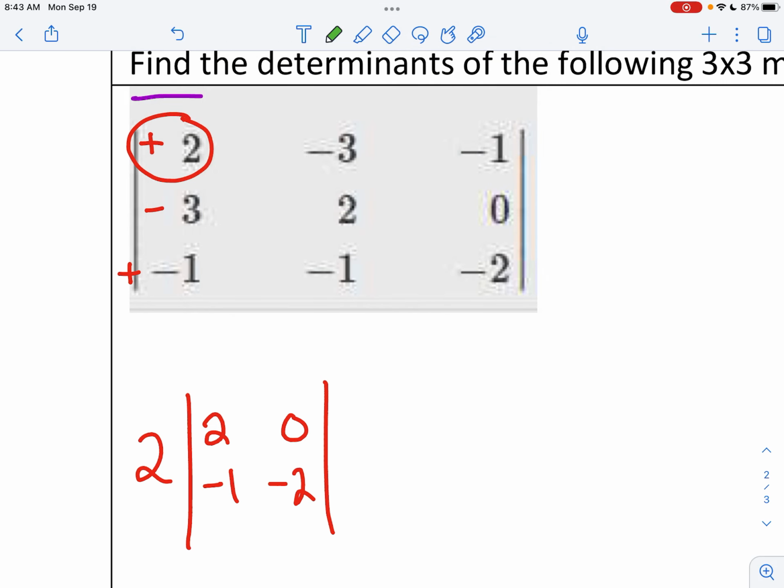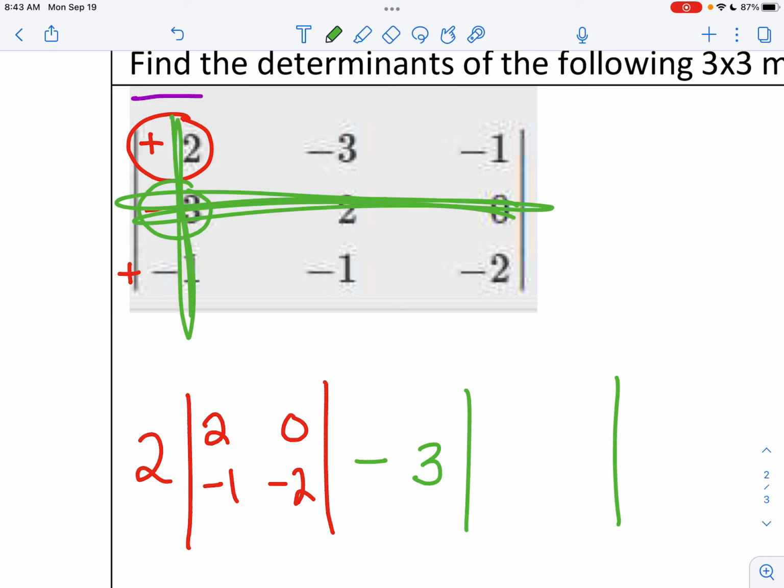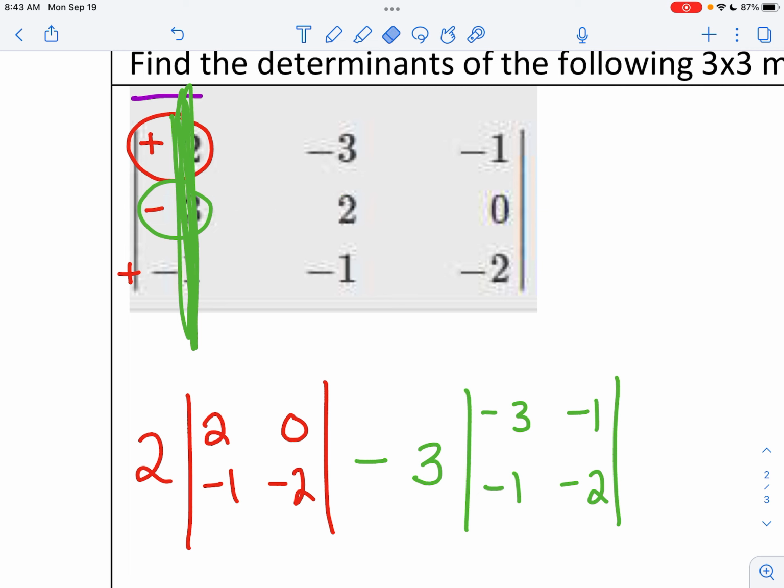And I am now going to do a minus 3. Okay, I'm going to cross off everything in 3's row and everything in 3's column. What's left? Negative 3, negative 1, negative 1, negative 2. Okay. You did very well with that one. Now I'm going to do blue.